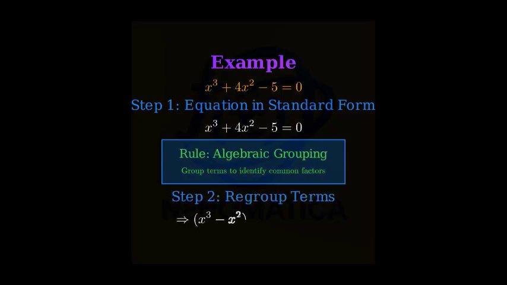We'll factor the equation as x squared times the quantity x minus x plus 5x squared minus 5 equals 0. Notice I've rewritten the first two terms as x squared times (x minus x). I've added and subtracted x squared, which doesn't change the equation's value.